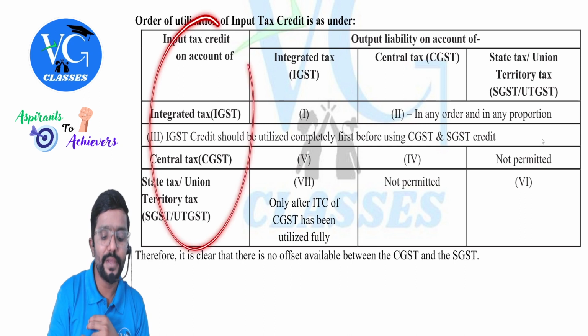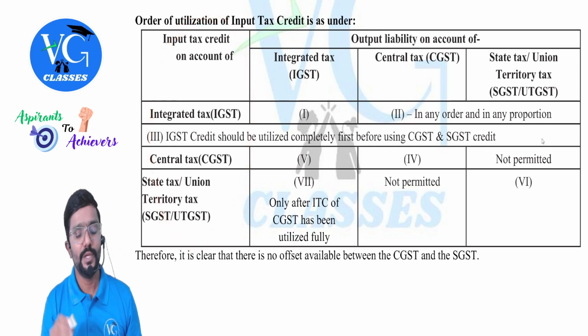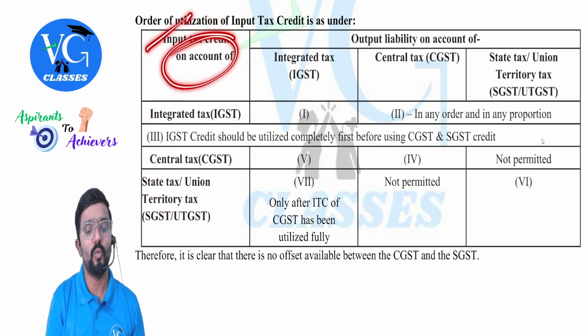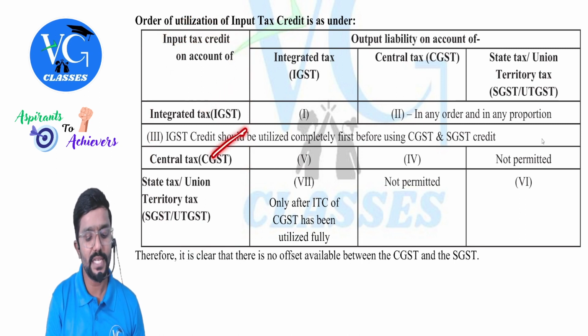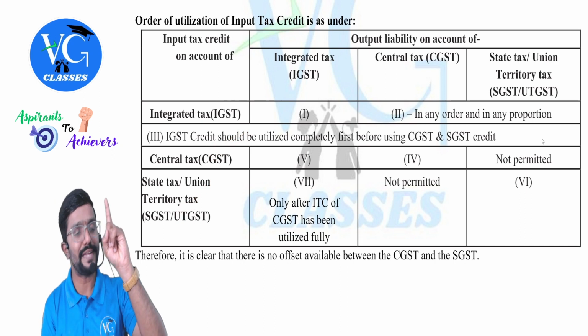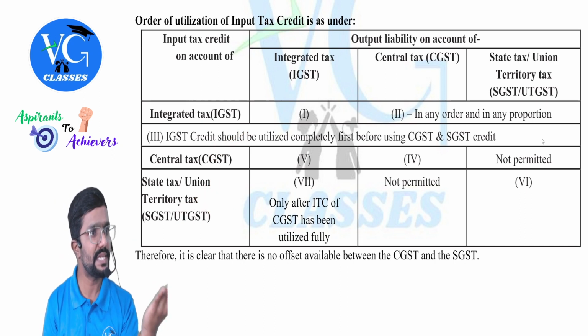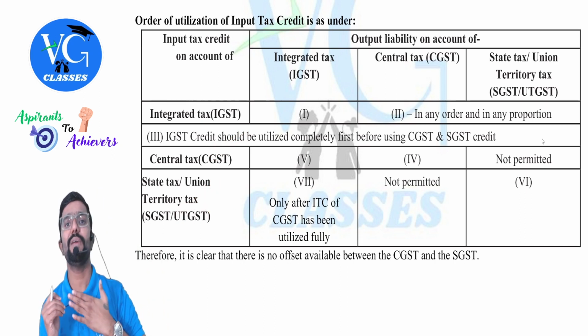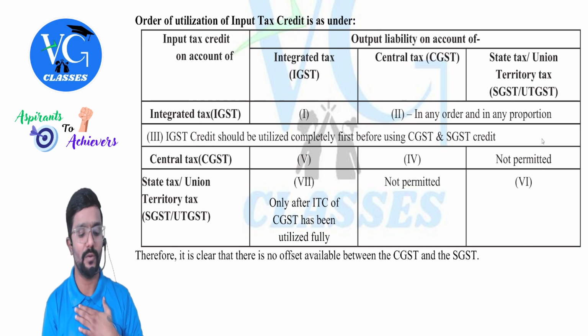Okay. Whatever I have given here, guys, is the credit part. You can see input tax credit on account of what? IGST credit, CGST credit, SGST or UTGST. Guys, for one registration, you will not have both, either SGST or UTGST. For example, I am registered in Karnataka. What credit will I have?